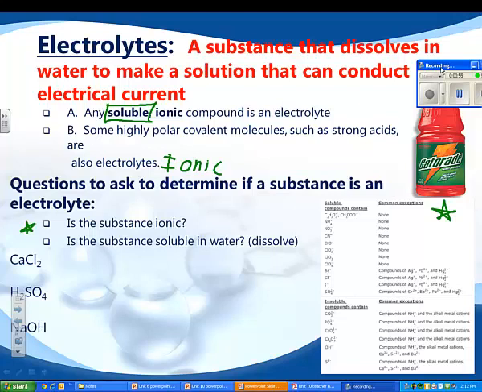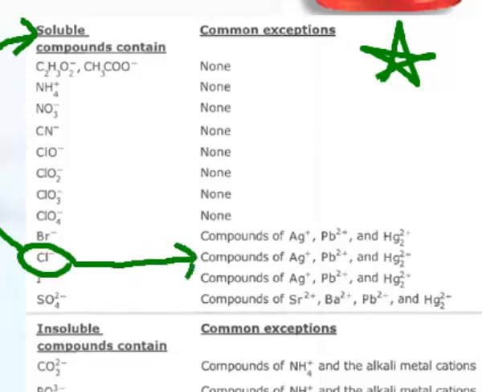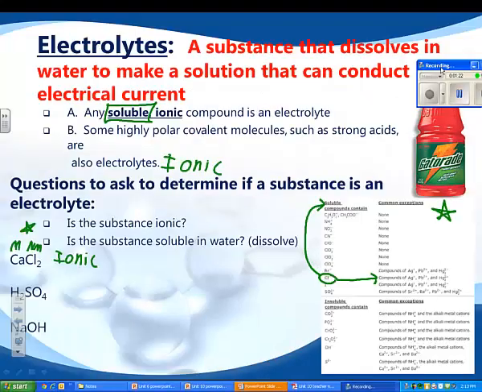So calcium chloride. First thing, is it ionic? It's got a metal with a non-metal, so it definitely is ionic. Now, is it soluble? So you come over here, you find the anion, and here's your chlorine right here. So right now, chlorides are soluble, except if one of these conditions are met. And those only conditions are if it's silver, lead, or mercury. We're dealing with calcium, so it stays soluble. So it is ionic, it is soluble, so it is an electrolyte.